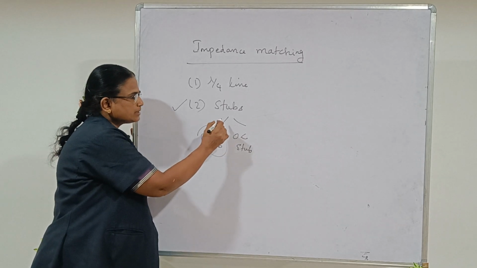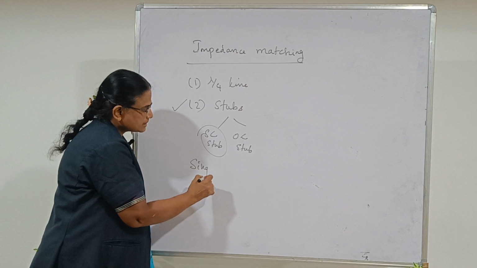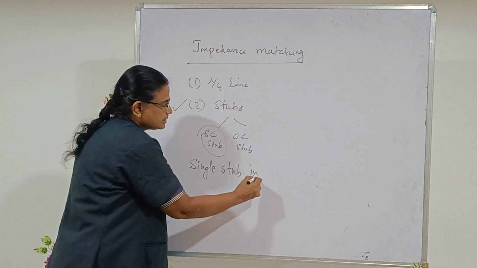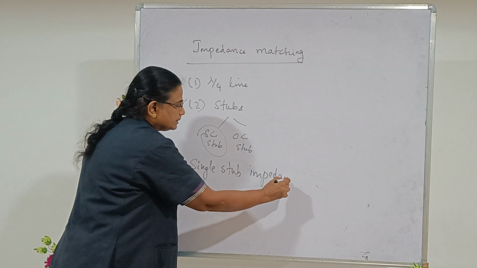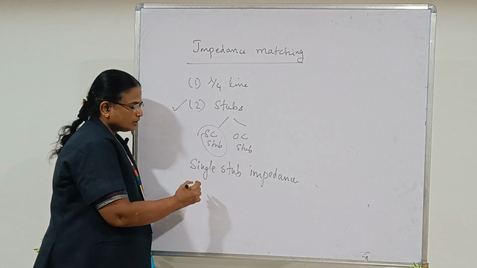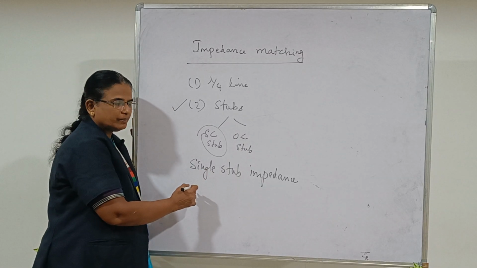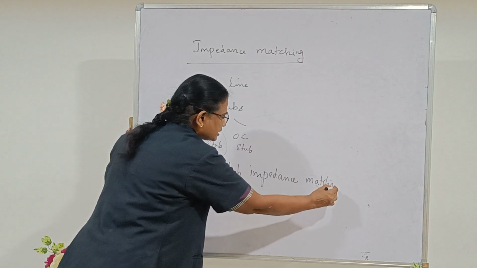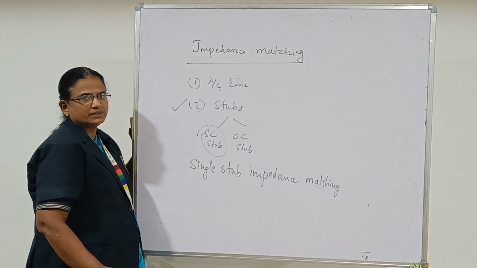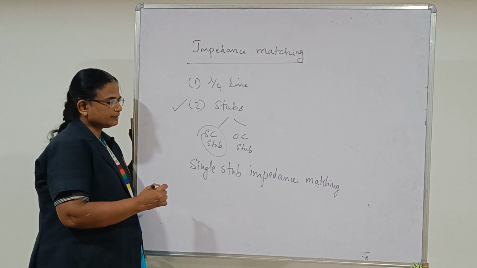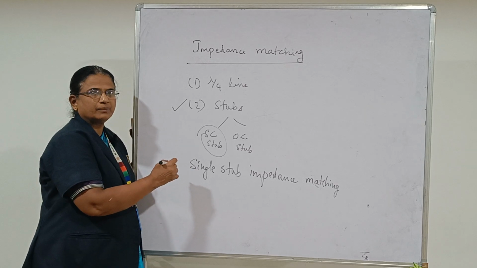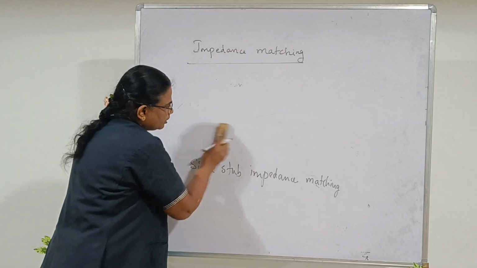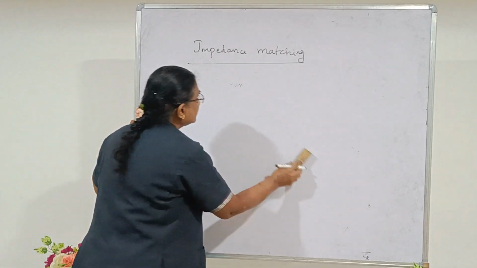So let us discuss what is single stub impedance matching. In the case of single stub impedance matching, there is only one stub which is connected in parallel with the main transmission line, so that the load impedance can be matched with the source impedance. So let me draw the diagram for this single stub impedance matching.